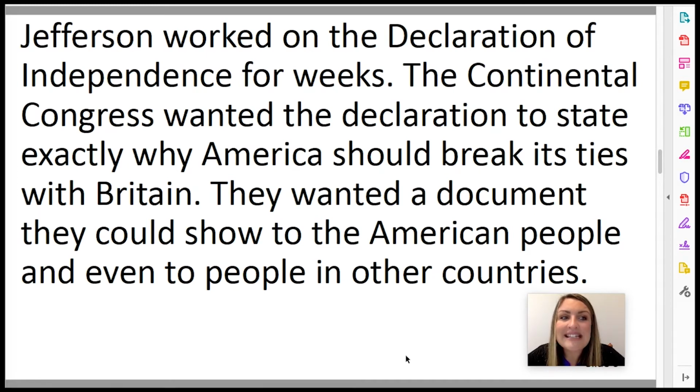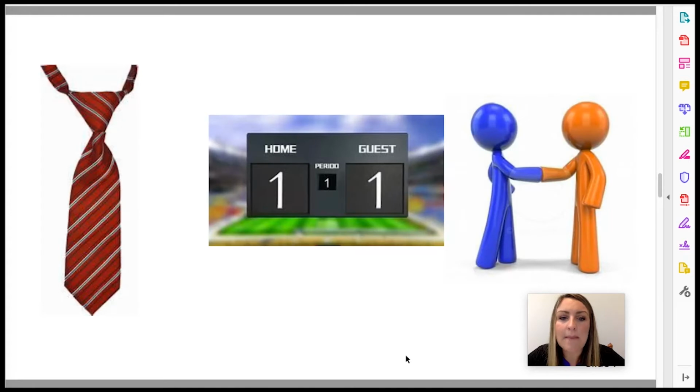Yes, they wanted it to state exactly why America wanted to break its ties with Britain. Break ties. Well, let's first think about the word tie. Tie is a multiple meaning word. Tie can also mean an article of clothing worn around a man's neck, but it can also mean the same score in a game. But sometimes tie can mean a relationship. Which of these 3 things do you think the colonies wanted to break? Yes, they wanted to break their relationship with them.